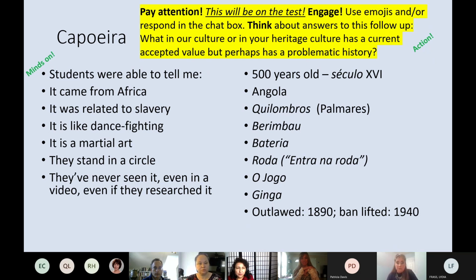After slavery was abolished, capoeira was also outlawed because it's a violent form of control. But 50 years later, the ban was lifted, and it has since become part of Brazilian culture as well as studied throughout the world.